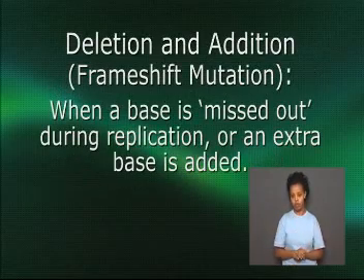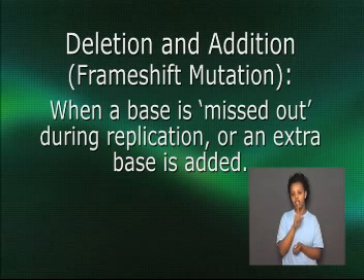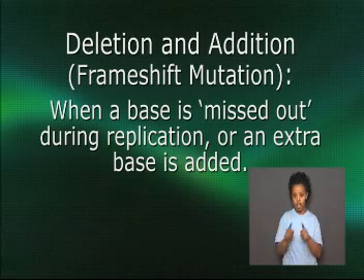The second point mutation we discussed was deletion. This occurs when a base is missed out during replication. The third point mutation is addition, which occurs when an extra base is added. These mutations are known as frameshift mutations.